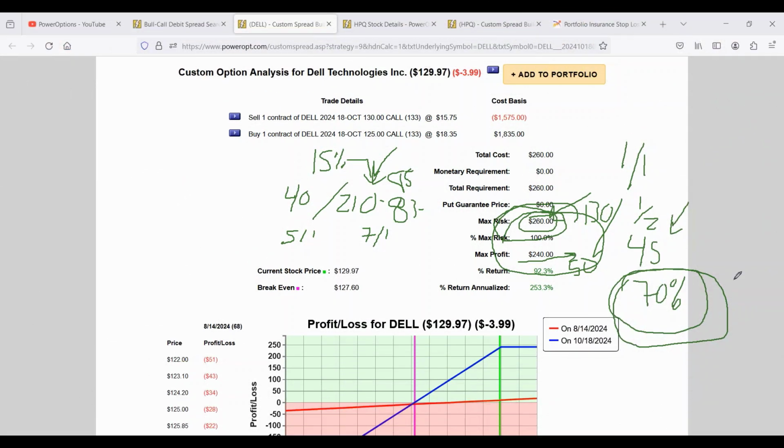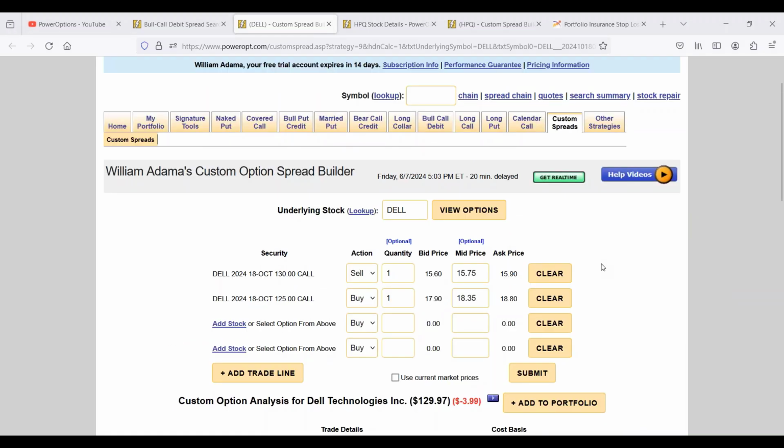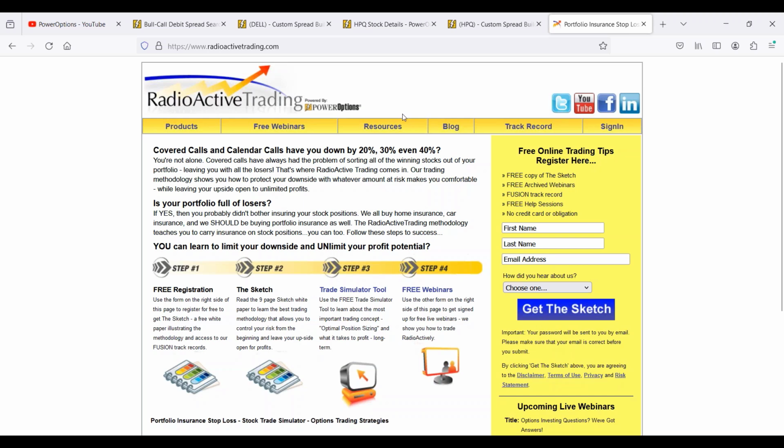Let me cover why that's important. Let me cover why the management is important, even with these high return spreads. I actually want to go to radioactivetrading.com right now. This is where we focus on the married put approach, controlling risk with the married put preferred structure, but using the 12 different income methods against it.